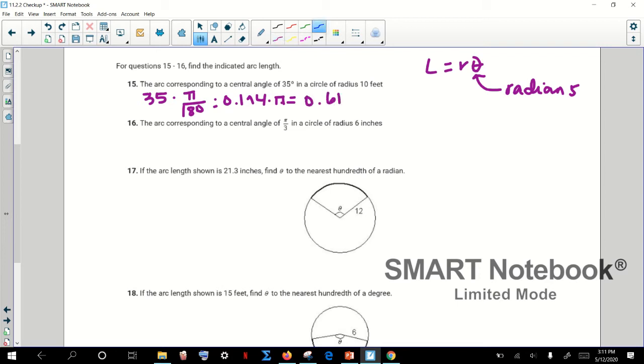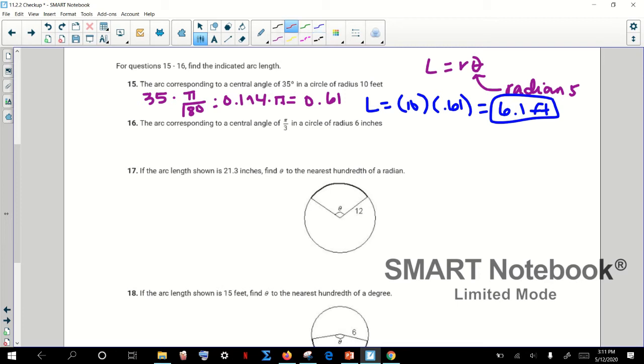So I'm going to switch colors here. My arc length is going to be R, which is 10, times my theta, which is 0.61 radians. So my arc length is going to be 6.1 feet. All right, hopefully that made sense.